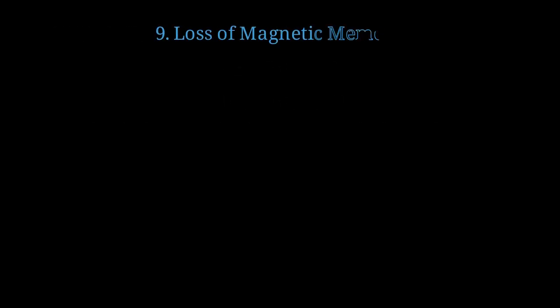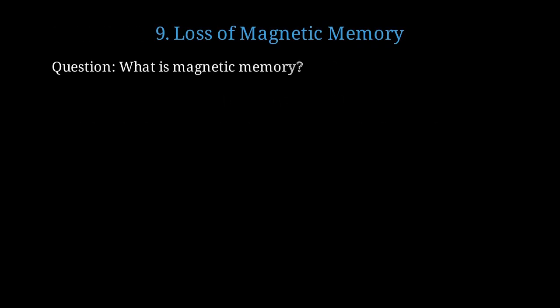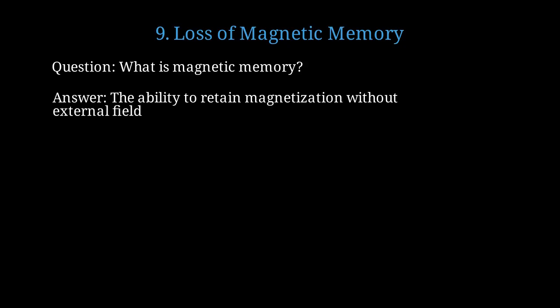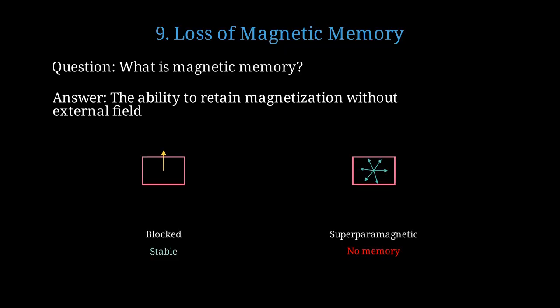Now we can understand what it means for a magnet to lose its memory. What do we mean when we say a magnet has memory? Magnetic memory is the ability to retain a particular magnetization direction even after an external magnetic field is removed. A blocked particle maintains stable magnetization, like a permanent magnet. A super-paramagnetic particle has no magnetic memory. Its magnetization direction constantly changes.